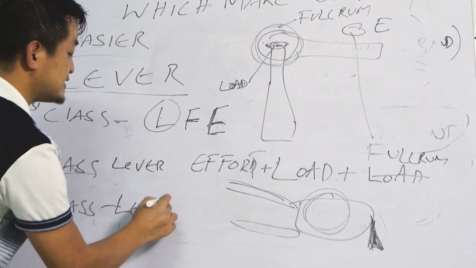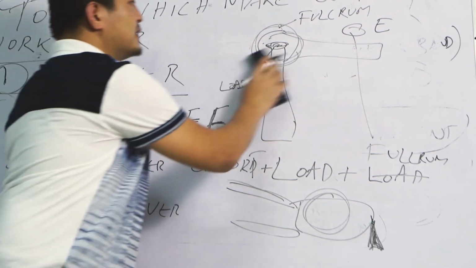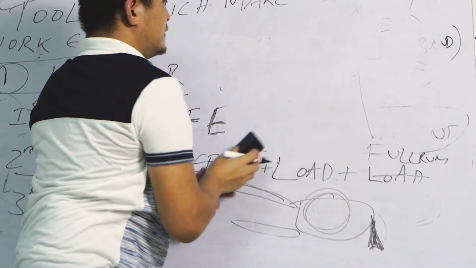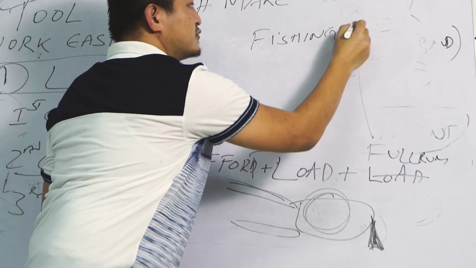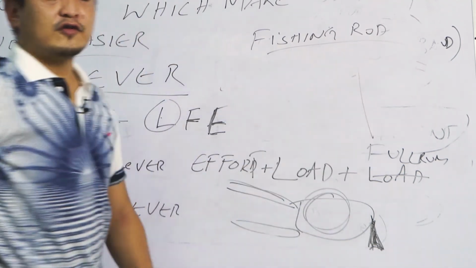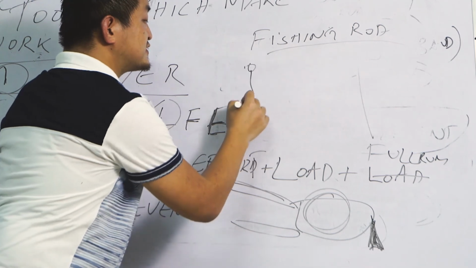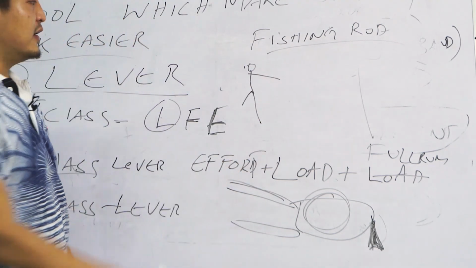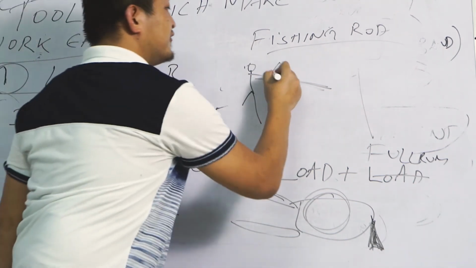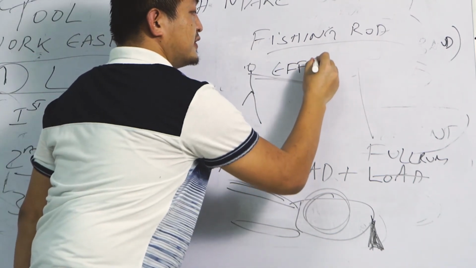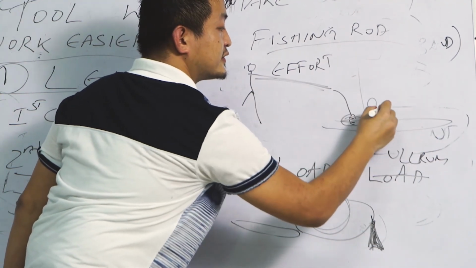Okay, that is the third class lever. Now in the third class lever, I will start with example. Fishing rod. Okay, for a fishing rod, the fulcrum is here. Okay, so you consider yourself as a fulcrum. Okay, and this is the fishing rod. The fishing rod acts as the effort. Okay, effort, and then the fish acts as the load.